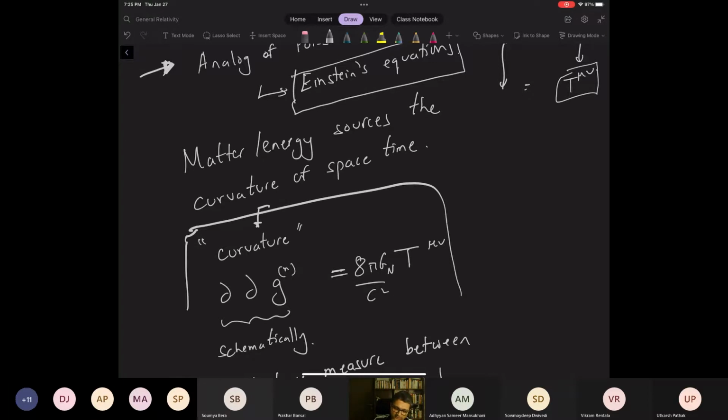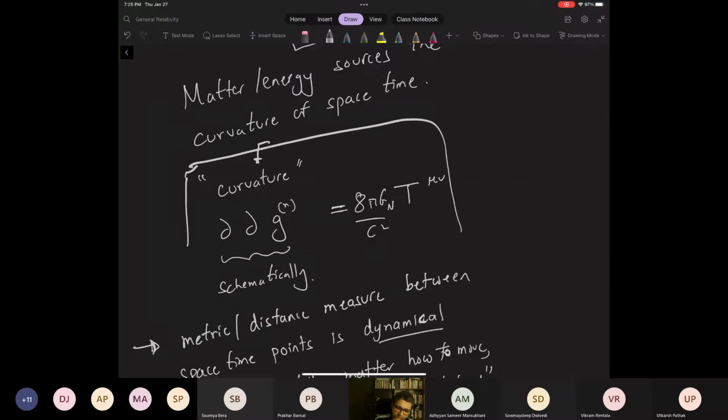Roughly speaking, the left-hand side of this equation will involve second derivatives of the metric g. Since the metric g depends on your space-time coordinates, these derivatives are non-zero. Also it will be non-linear, so it'll have some powers of g. It'll be some complicated non-linear functional of the metric g. So schematically, this is what the equation looks like: some second derivative non-linear equation in g is equal to T mu nu. So this tells you something about the curvature.